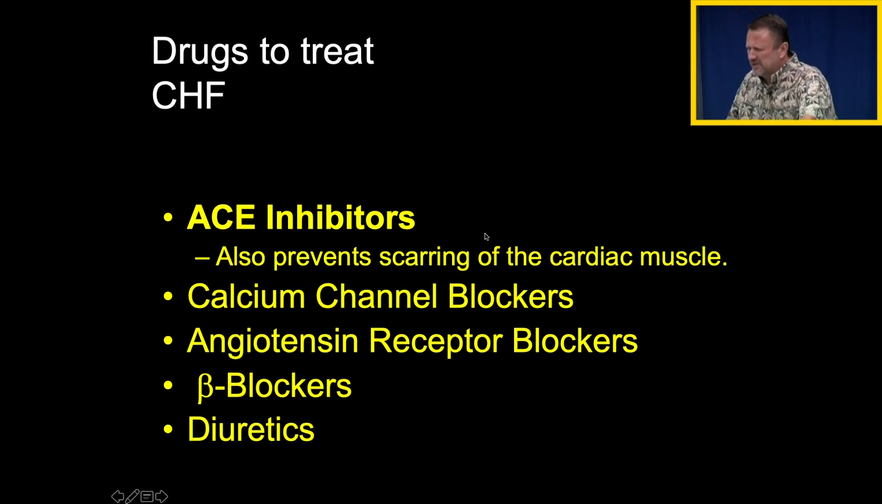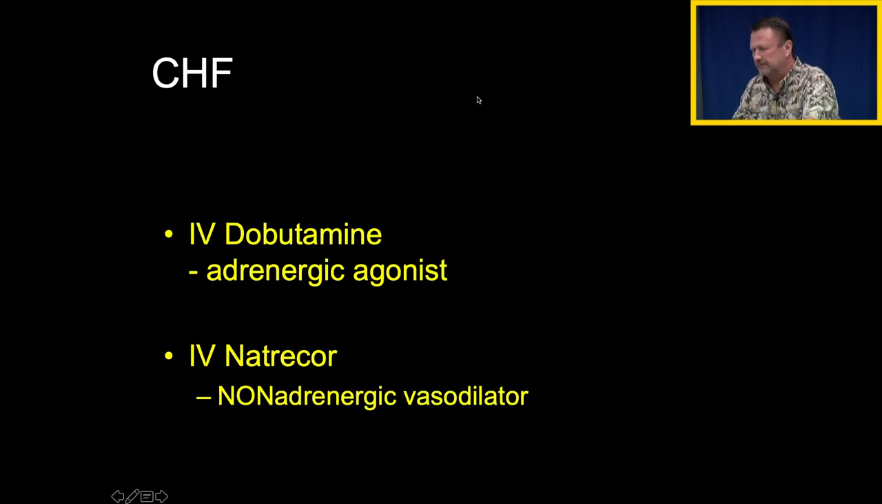Something that we'll see about ACE inhibitors is this scarring of the cardiac muscle. They'll call it remodeling. When you remodel a condo, that's a good thing. When the heart remodels, that's not a good thing. The heart was designed perfectly the first time, and so when it scars and rebuilds itself, we don't want that. And so ACE inhibitors prevent the scarring of the cardiac muscle, especially after myocardial infarction that leads to congestive heart failure.